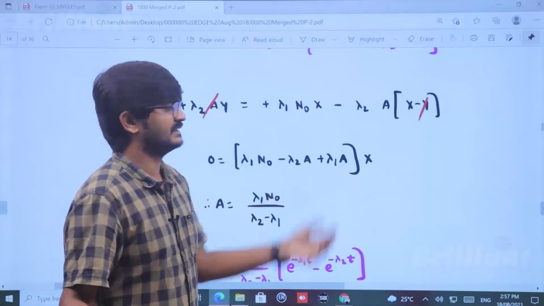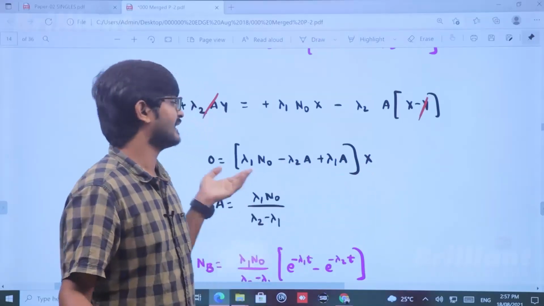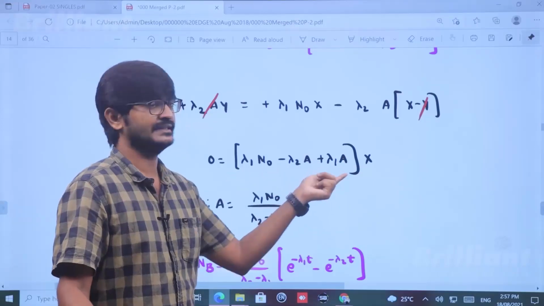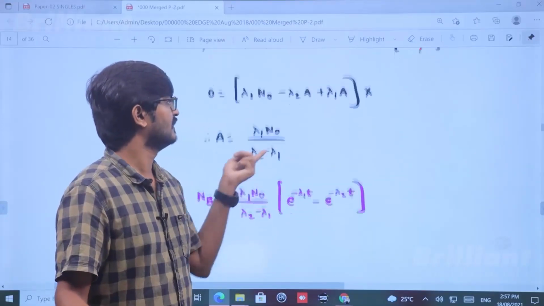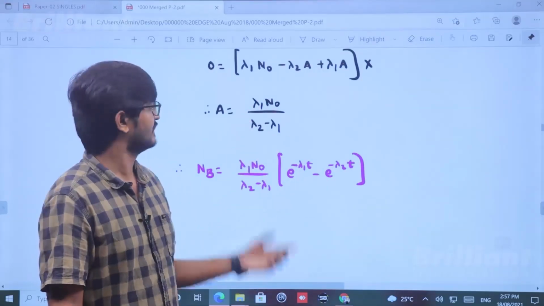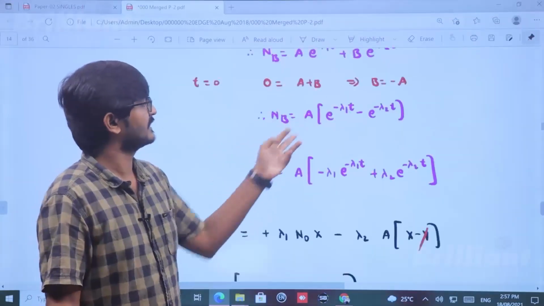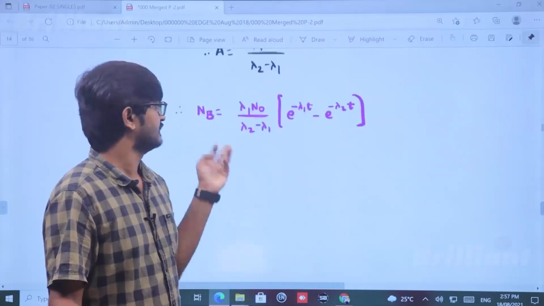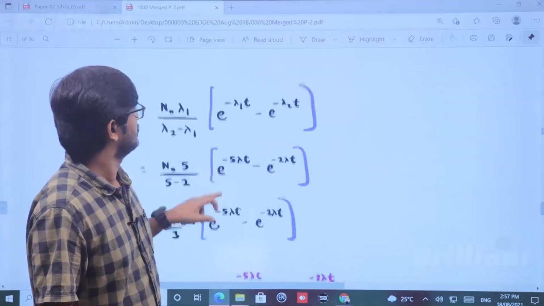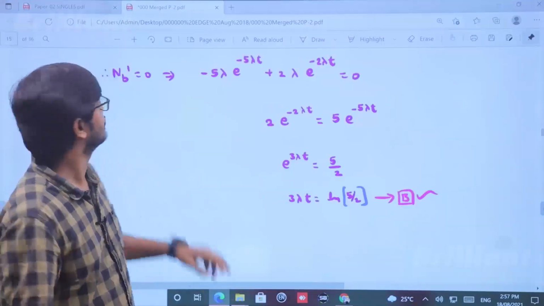So this has to be 0 at any time. This is e power minus lambda 1 into t. This equation has to be 0 at any time. So that can happen only when the coefficient is becoming 0. When will the coefficient become 0? When you solve it, you will be getting A equal to lambda 1 N naught by lambda 2 minus lambda 1. So when I got A, I can substitute it back, so that I will be getting NB. So this is NB. After that, again it goes this way, NB dash, make it equal to 0, get the answer.